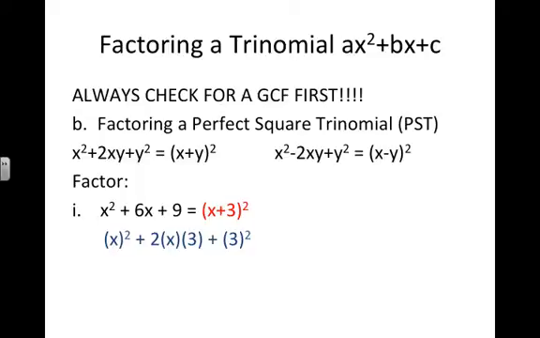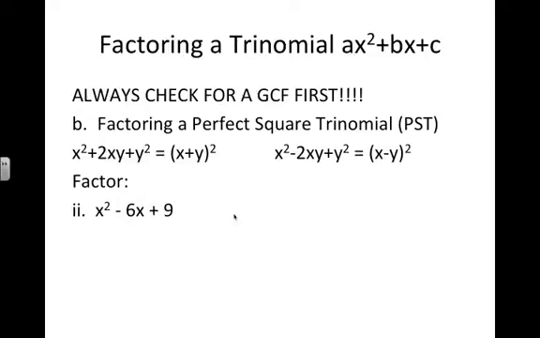Okay, now you could get to the same place by doing the AC method. You ended up with x plus 3 times x plus 3, and then you could write it as x plus 3 squared. Let's look at part 2.